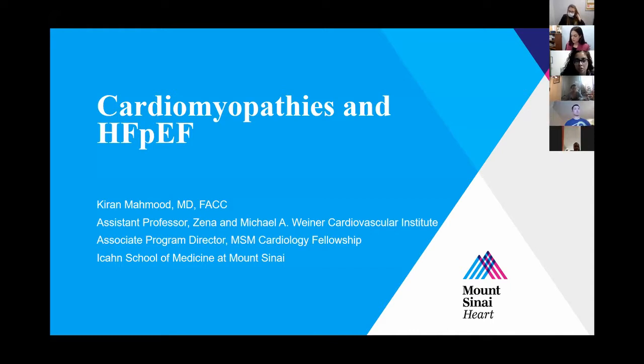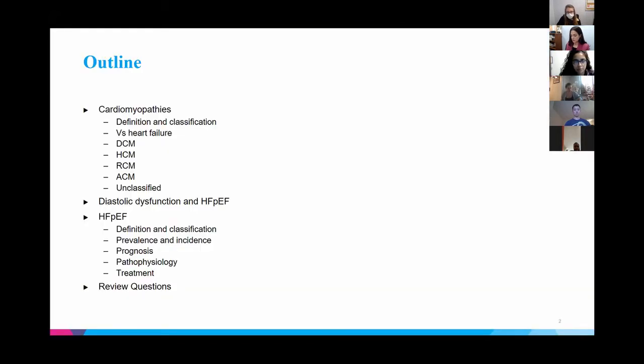So today we're going to talk about cardiomyopathies and heart failure with preserved ejection fraction. So this is the outline for the lecture. We'll go over several cardiomyopathies, the difference between cardiomyopathies and heart failure. And then what we're going to go over is dilated cardiomyopathy, hypertrophic cardiomyopathy, restrictive cardiomyopathy, arrhythmogenic cardiomyopathy, and then unclassified.